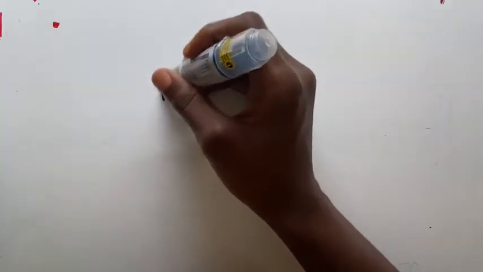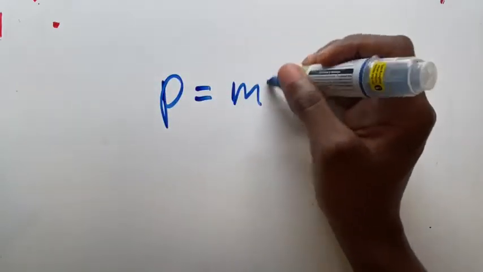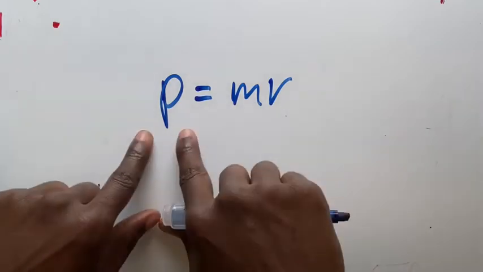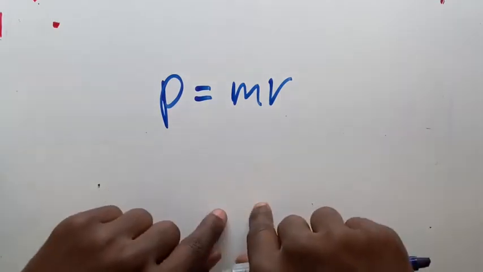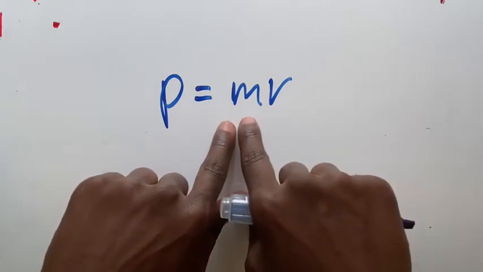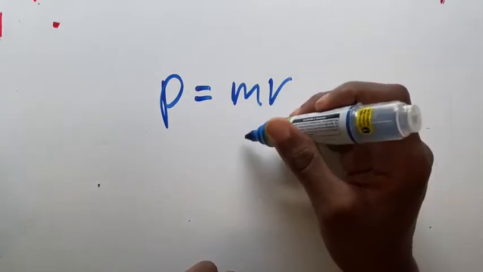So number 1 on the review says a freight train rolls along a track with considerable momentum. If it rolls at the same speed but has twice the mass, its momentum is, well, this one just basically uses the momentum equation, right? It has some mass and velocity. Let's say we keep the velocity the same and we double the mass. How is that going to affect the momentum?